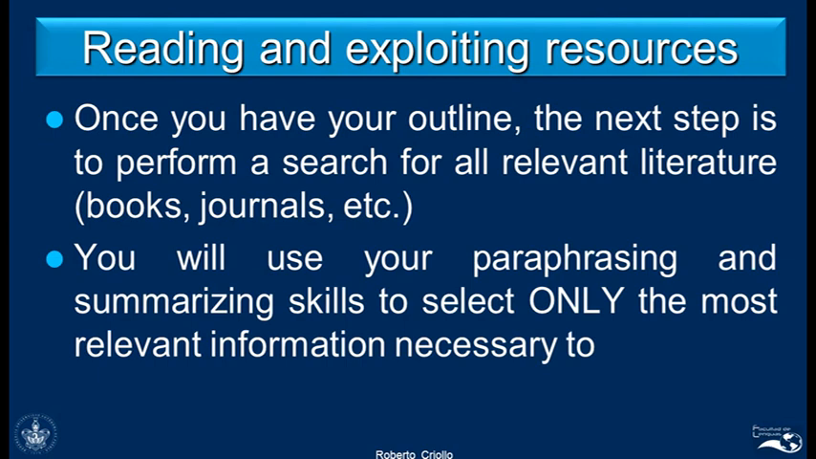And then of course, once you have all of the books, you're going to have a lot of materials, because normally a BA research is going to be based on at least 20-30 different references. So once you have all of the relevant information, you will use your paraphrasing and summarizing skills to select only the most relevant information necessary to perform your literature review.